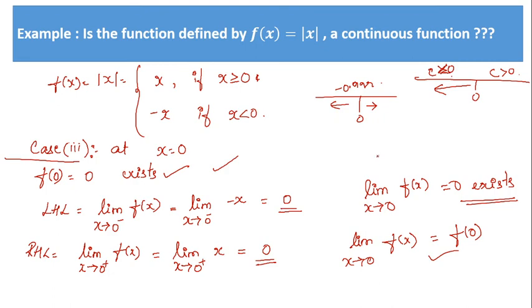So far we have studied that a constant function is continuous, then a polynomial function is continuous, and the identity function is continuous. Now we have also proved that the modulus function is also continuous. Okay, I hope this was clear. So we'll move on to the next.